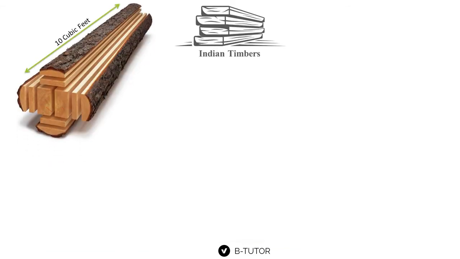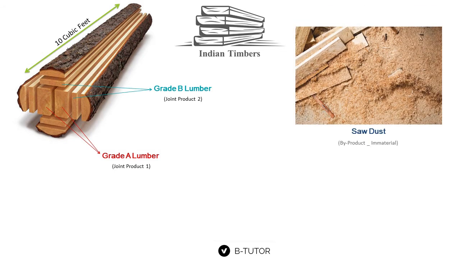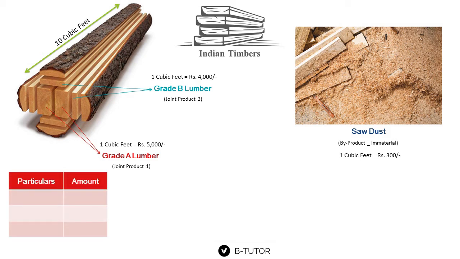Now let's see one example on this. Indian Timbers produces grade A and grade B lumber from a log. Along with lumber, it gets sawdust while processing. Here, lumber is joint product and the sawdust is the byproduct. Grade A, 1 cubic feet value is 5,000, grade B value is 4,000 and sawdust value is 300. Indian Timbers processed 10 cubic feet log which cost 20,000. The processing cost amounts to 10,000. So the total cost amounts to 30,000. This is the joint cost of grade A, grade B and sawdust.